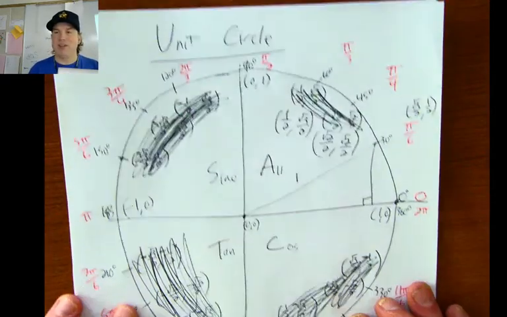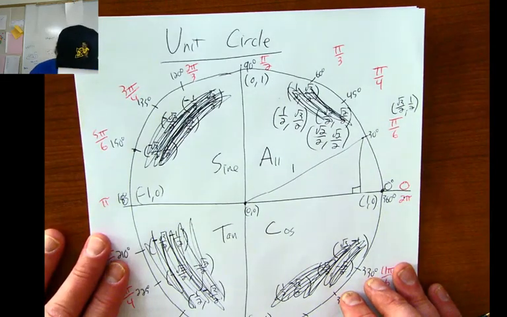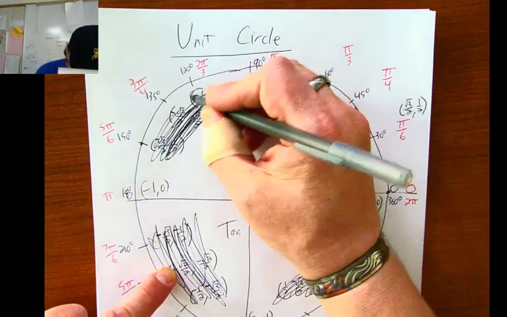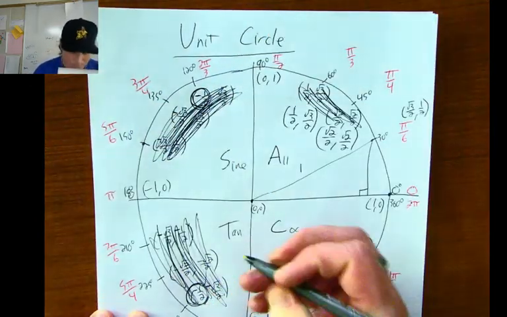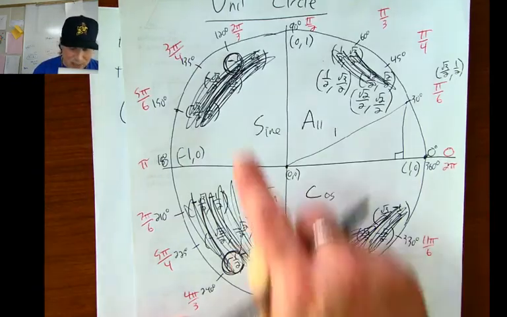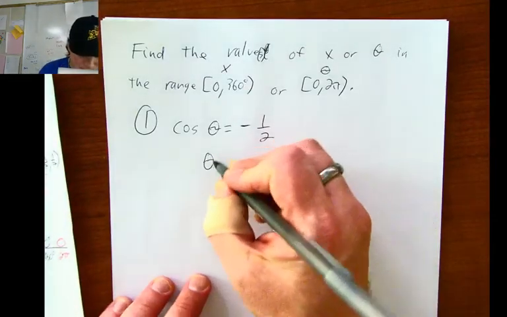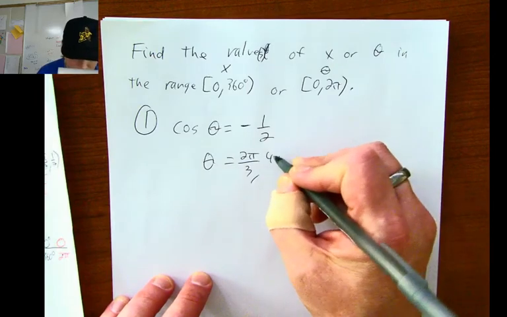And of course, I'm going to need to use the scratched out versions that I had here. My x-coordinate would be negative in these two quadrants. It was negative here, and it was negative down here. And we're doing this one in radians, so it's at 2 pi over 3 and 4 pi over 3. So theta equals 2 pi over 3 and 4 pi over 3.